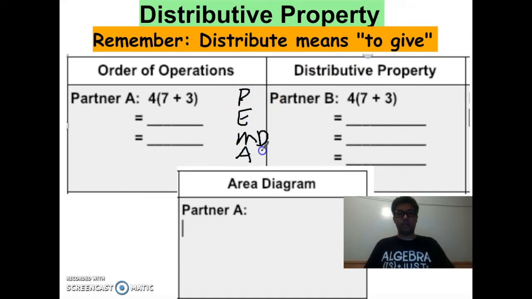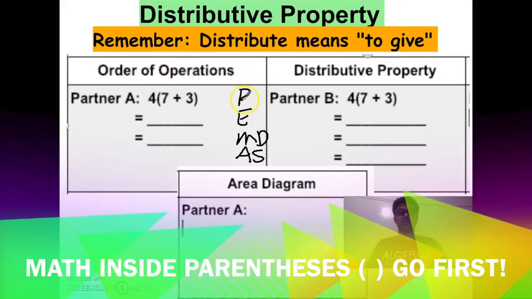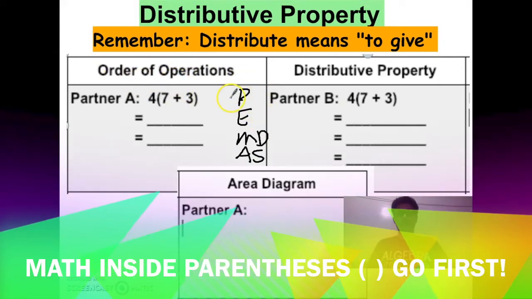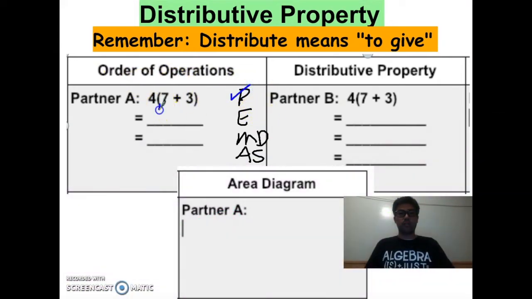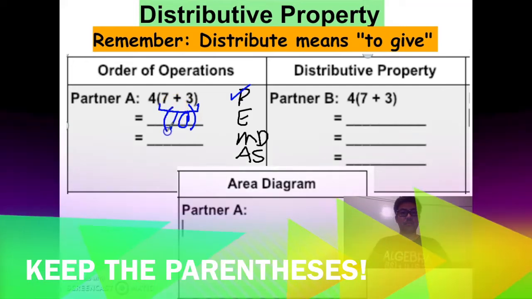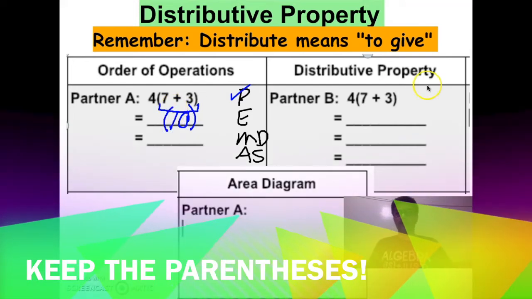Now if you remember order of operations, PEMDAS, okay? Order of operations says we should do parentheses first. So the very first thing we're going to do is what is inside the parentheses. Now inside the parentheses is 7 plus 3, so we'll do that first. 7 plus 3 is just 10. And we'll still copy the parentheses, okay?